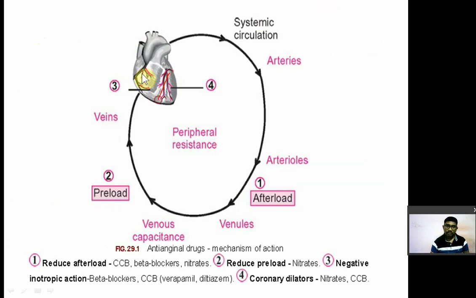Okay, so that will supply blood to the myocardium of your heart. These are the coronary arteries, and they supply blood to the myocardium, because the myocardium is also a living tissue. It will also need energy.